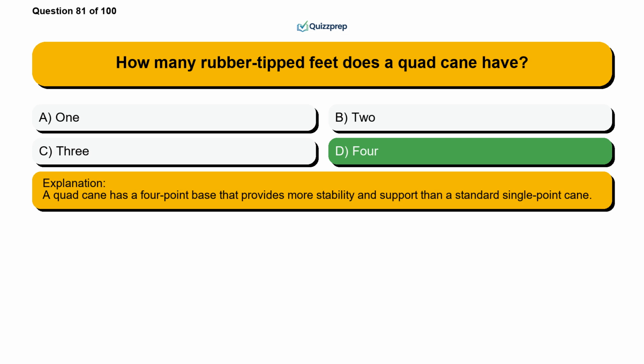A quad cane has a 4-point base that provides more stability and support than a standard single-point cane.